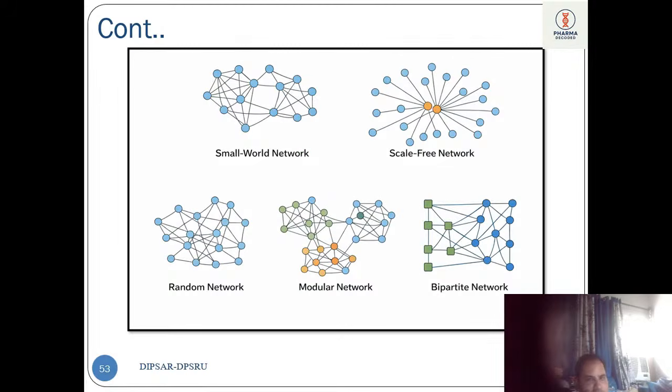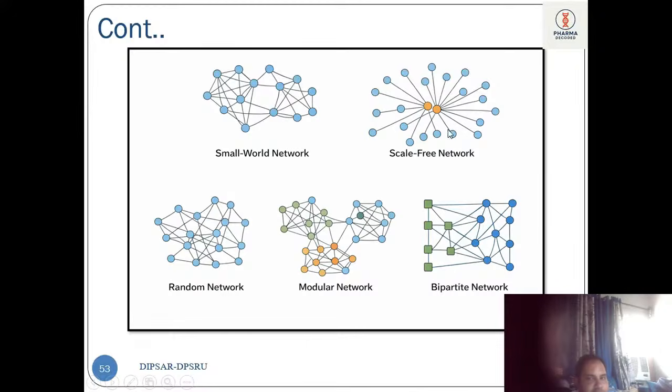Other types of networks: when we talk about small world network, scale free network, random network, modular network, or bipartite network. So what are these networks? A small world network means the distance between two nodes is less than 7 steps. I always give an example: if you are going to conferences and meeting some individual, often you say one word, "See, this is a small world," by which everyone is somewhere connected to each other, directly or indirectly. So that is a small world network where the distance is less.